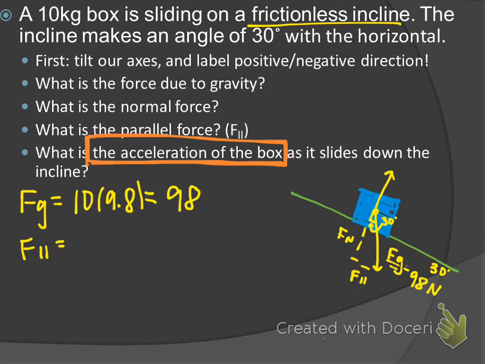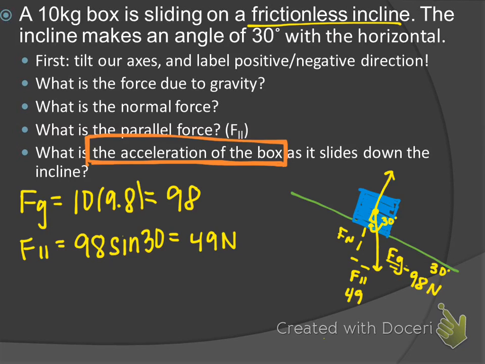Okay, so F parallel is the opposite side, so we'll take 98 times sine of 30. Make sure your calculator's in degrees, not radians. I shouldn't have even said it. Okay, so now we've got our horizontal component at 49.